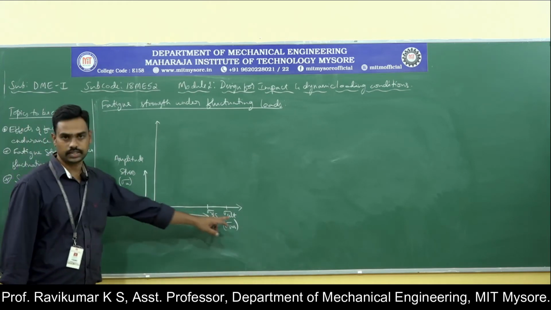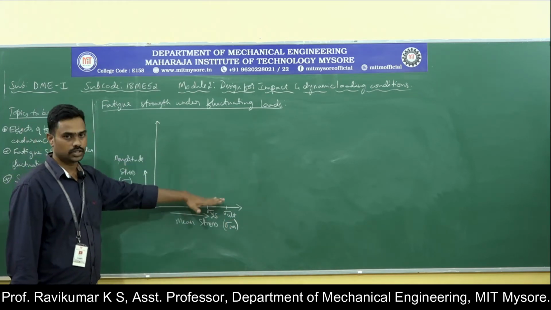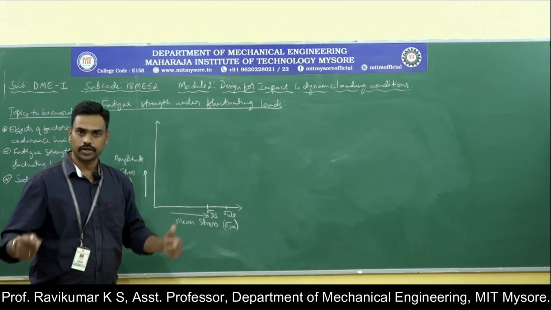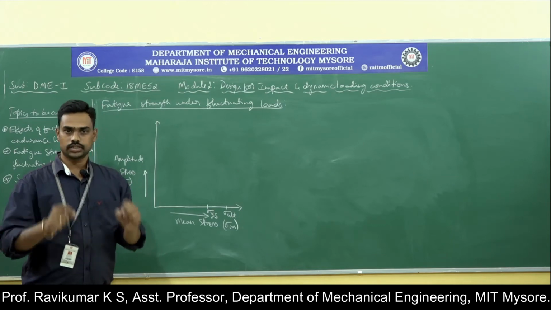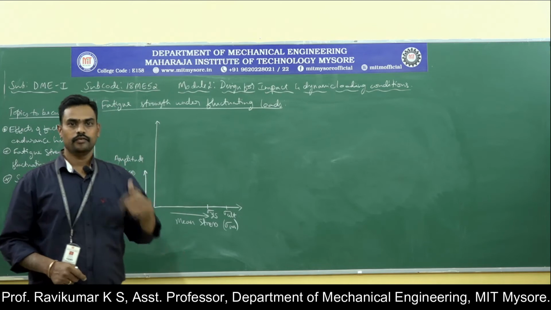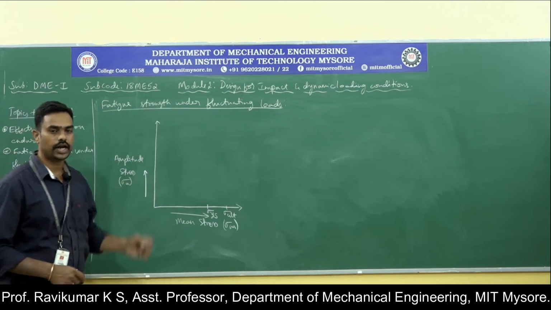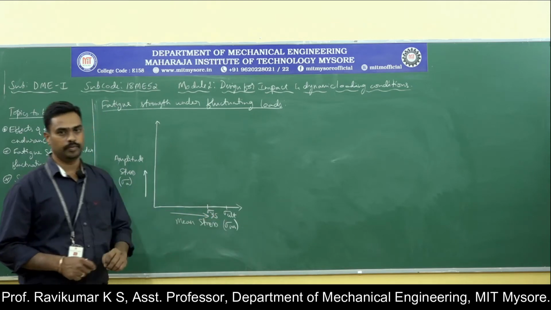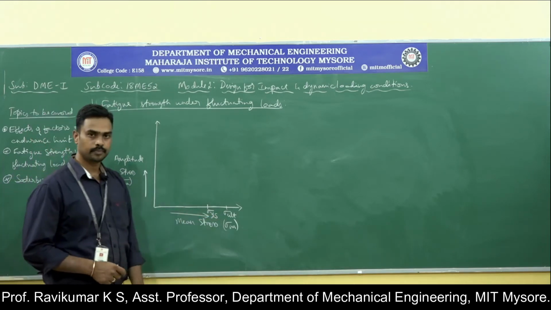So along x-axis, since the amplitude stress is 0, amplitude stress 0 means no amplitude. No amplitude means no change in the stress with respect to the time. That means to say it is static. When the member is loaded to the static loading condition, the criteria of failure will be yield stress and the ultimate stress. That is what I plotted here.